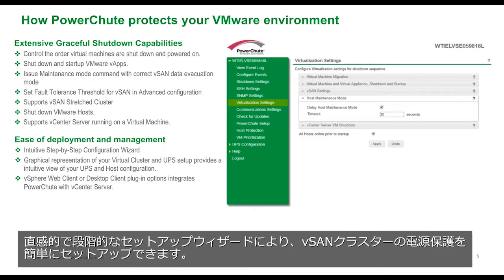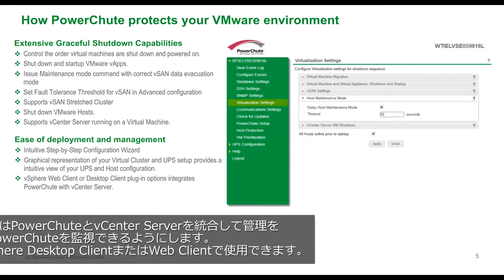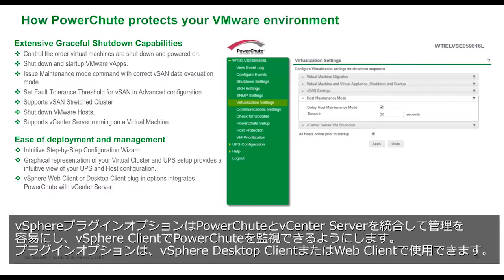The intuitive, step-by-step setup wizard makes it quick and straightforward to set up APC power protection with your vSAN cluster. Our focus on usability means features such as the graphical representation of your virtual cluster environment and UPS setup make configuration as seamless as possible by providing an intuitive view of your UPS and host configuration on a single screen. Lastly, the vSphere plugin option integrates PowerChute with vCenter Server for ease of management, enabling PowerChute monitoring for the vSphere client. Plugin options are available for either the vSphere desktop client or web client.